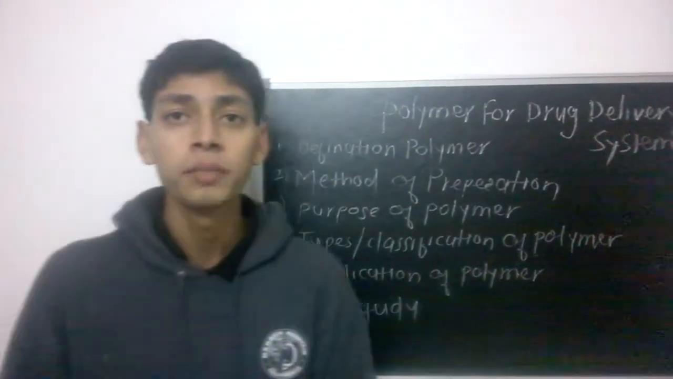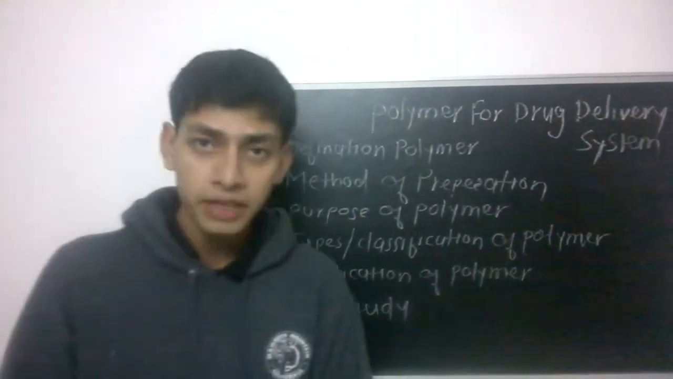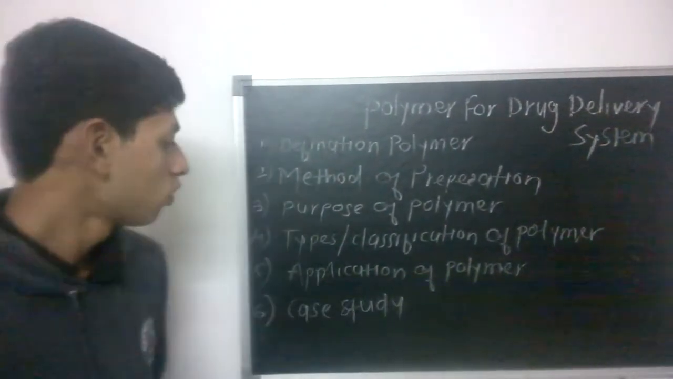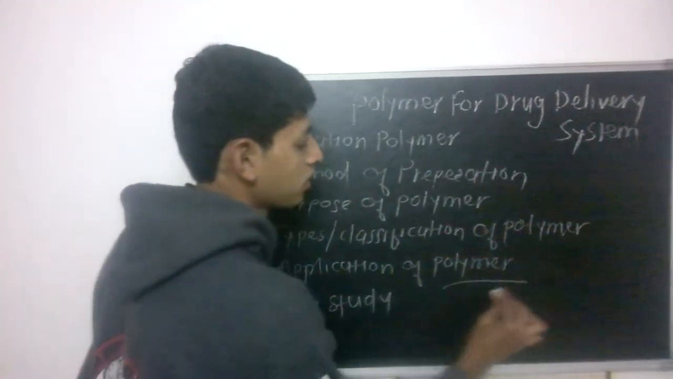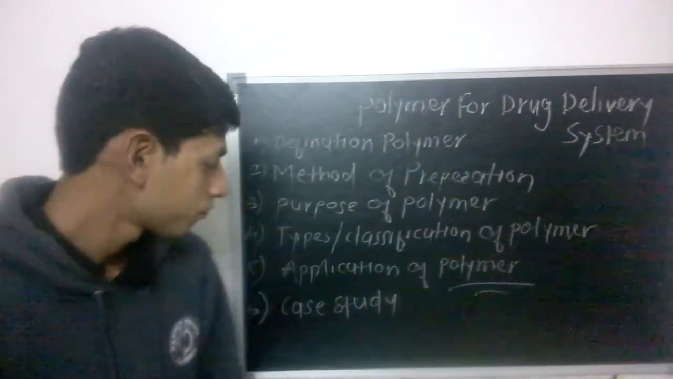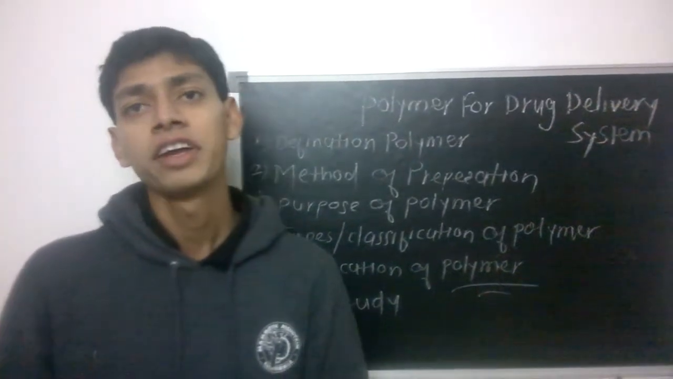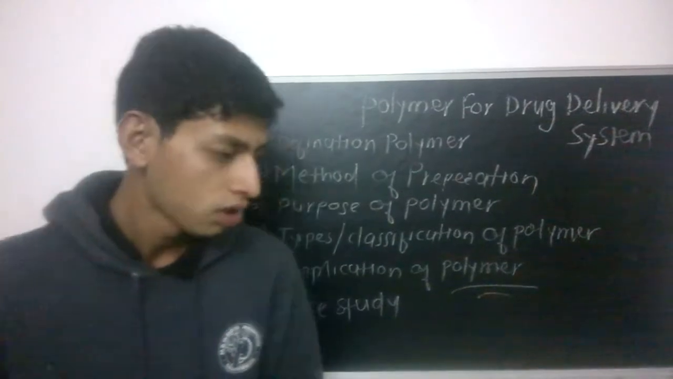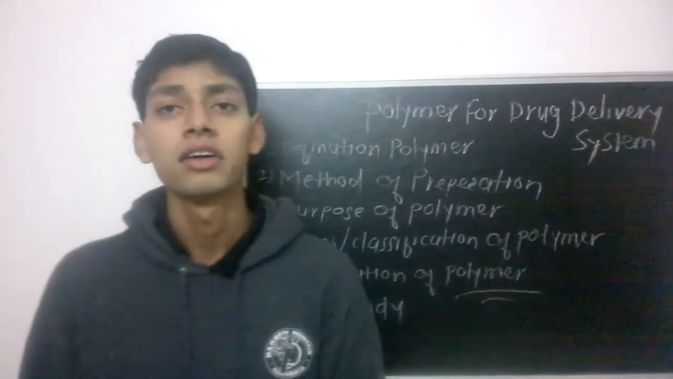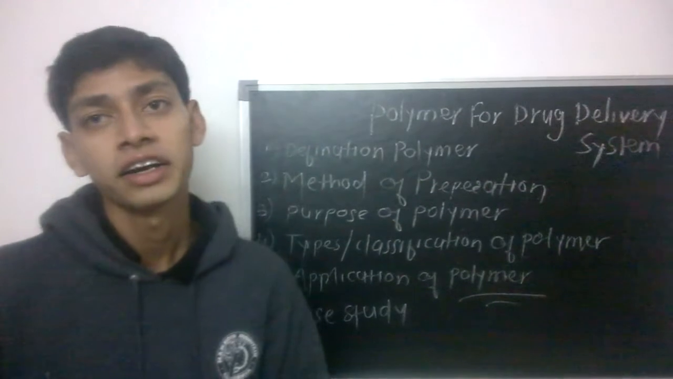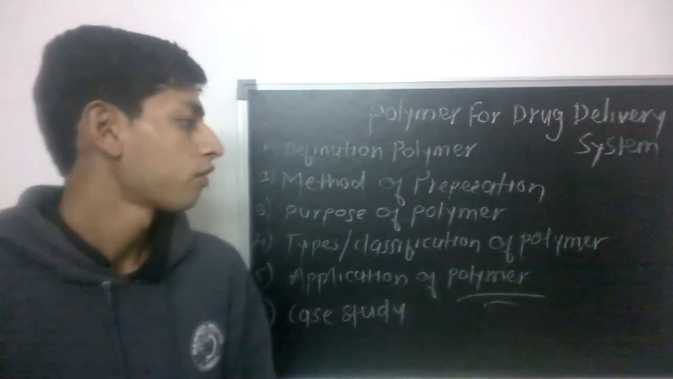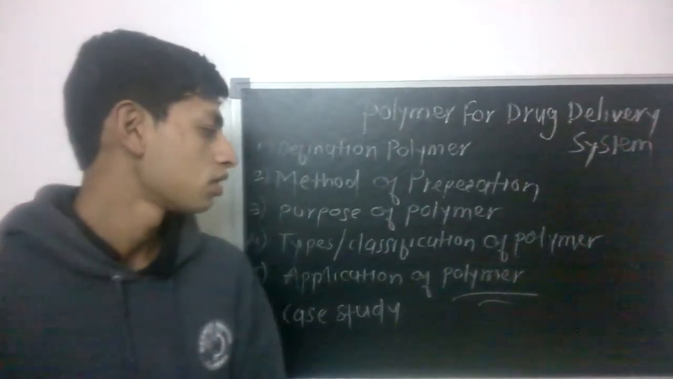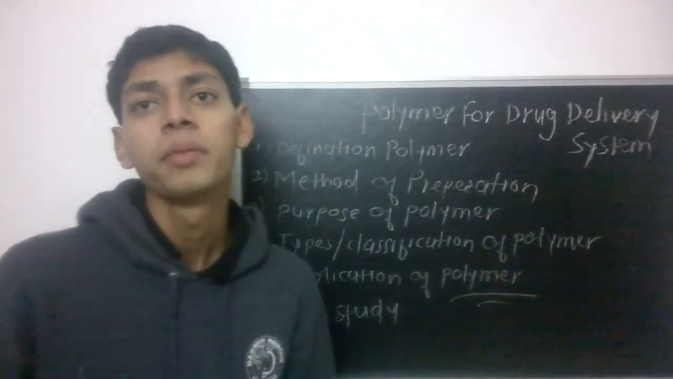Now move towards application of polymer. What are the various applications of the polymer in pharmacy? There are various dosage forms available in our pharmaceutical sciences. These dosage forms require modified release of drug, targeted delivery of drug, and to reduce the toxicity of drug. Now all this can be achieved by the polymer.